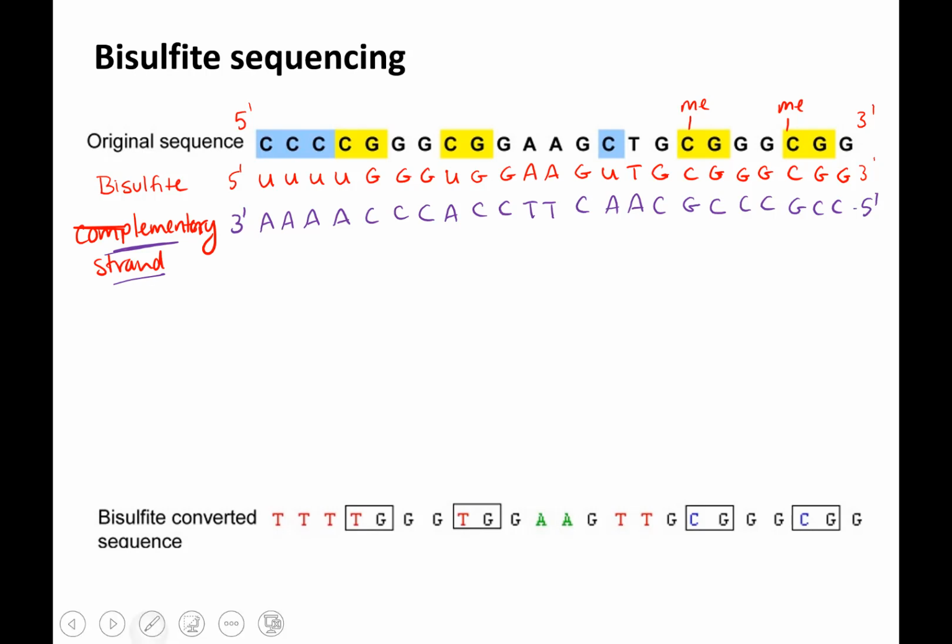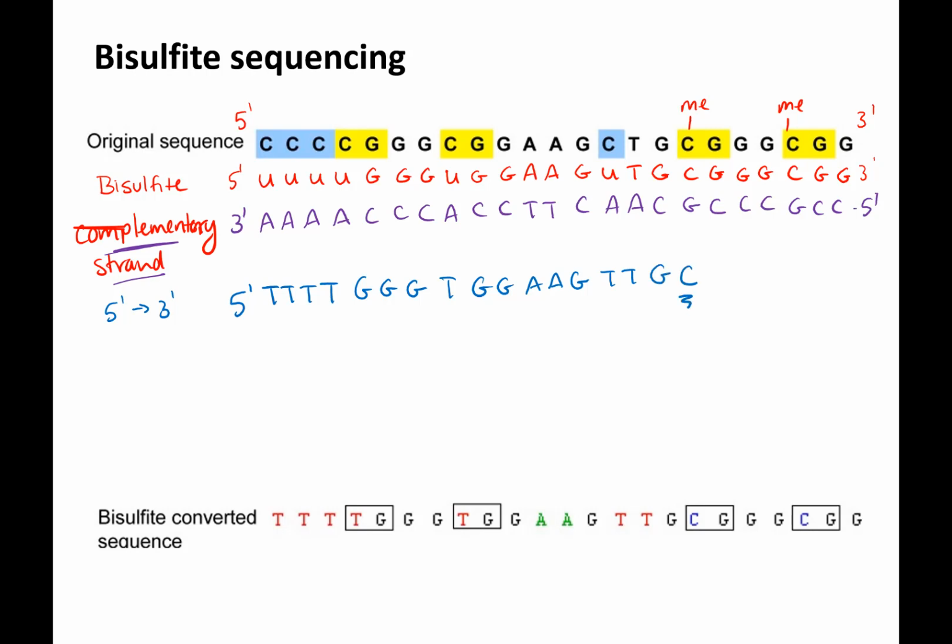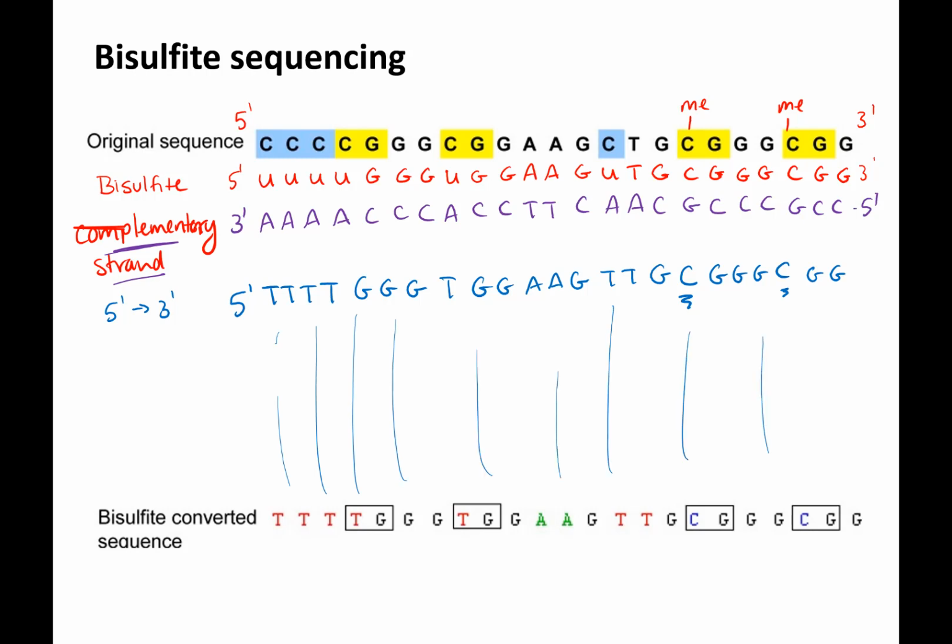So what I really need is the 5' to 3' strand. So again, if we replicated this purple strand, we would get T, T, T, T, A's and T's base pair, G, G, G, A, T, G, G, A, G, T, T, G, C, we have a C, G, G, G, C, G, G. And if you line it up, these are the same sequences.